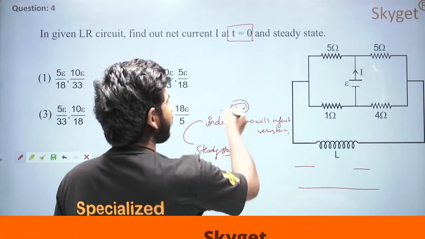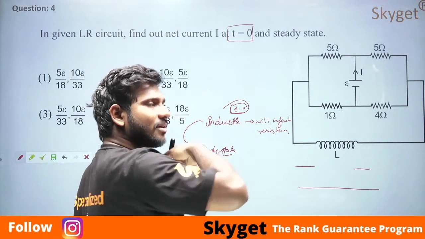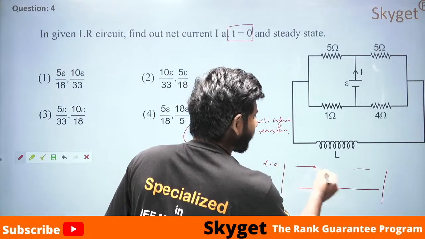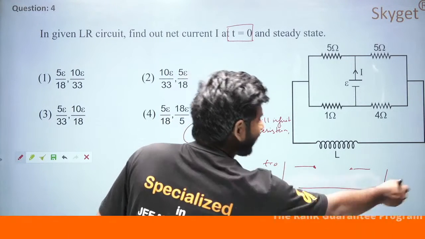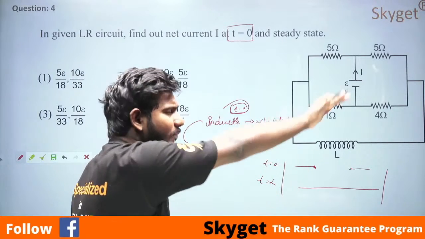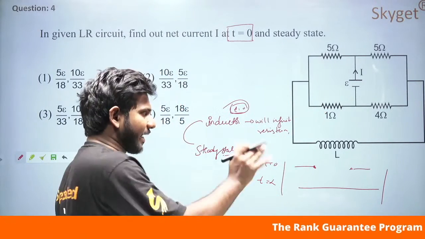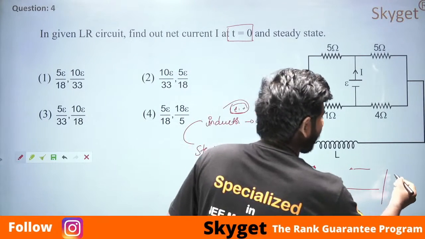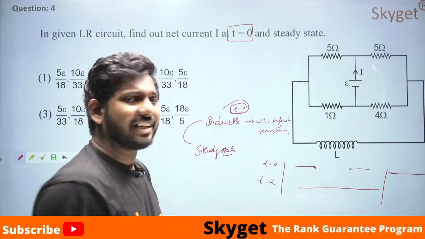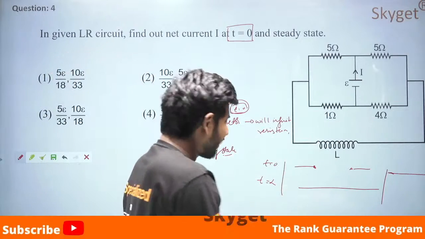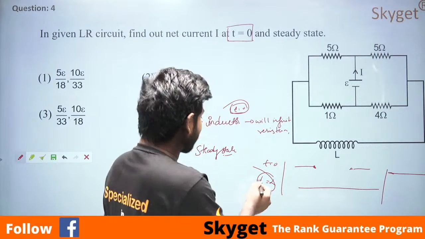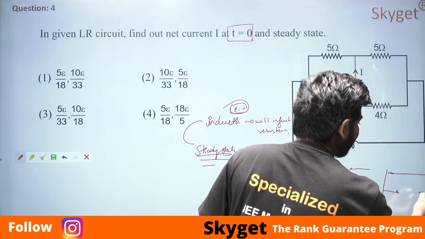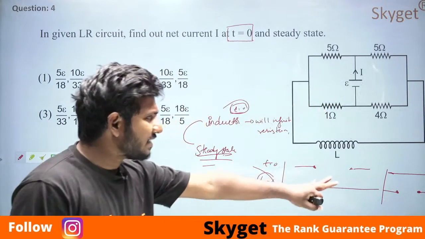This is for the inductor. At t equal to 0, the inductor is an open circuit. At t equal to infinity, you can consider the inductor as a simple direct wire connection. For a capacitor, at t equal to 0, you can treat it like a normal direct wire connection. At steady state, we can consider the capacitor as an open circuit. Just the process will be reversed.